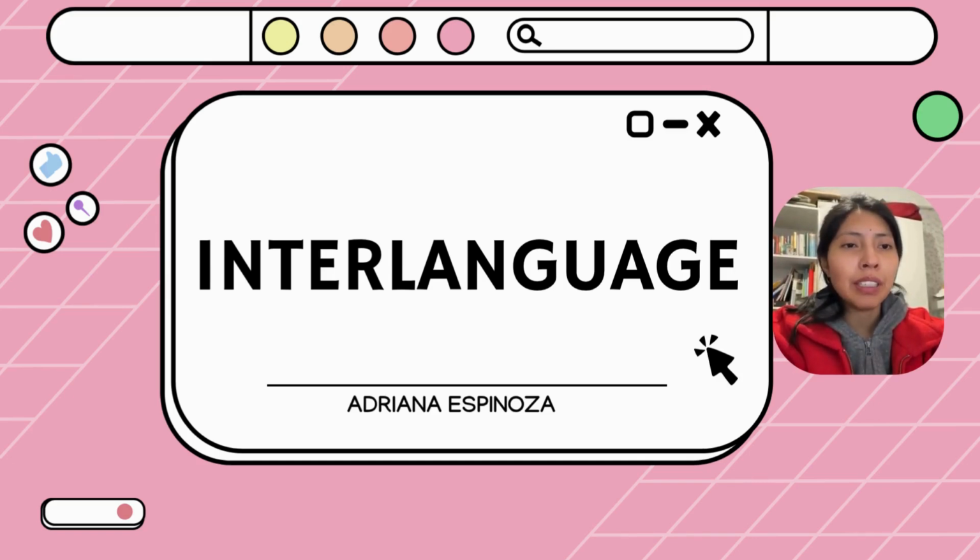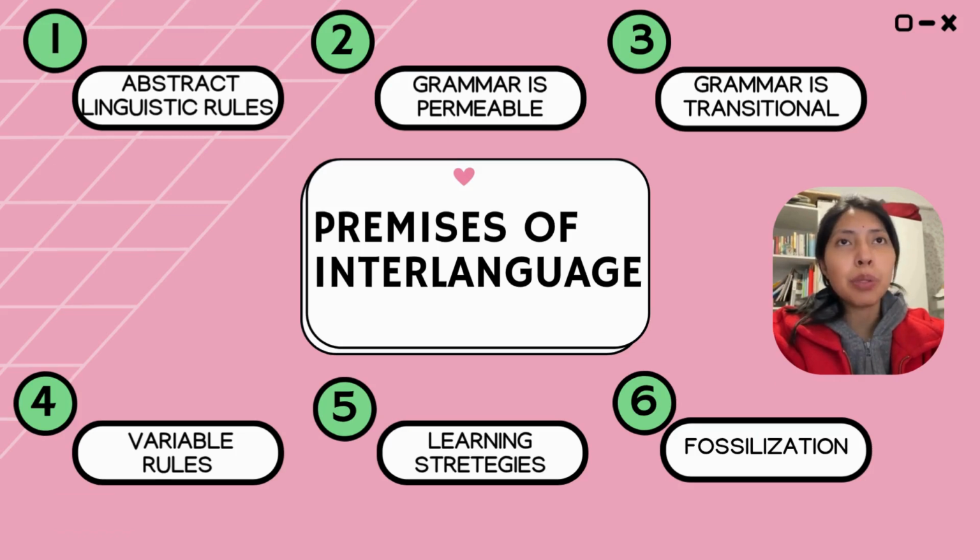The first one says that the learner constructs abstract linguistic rules that might not be understandable at the beginning. The learner's grammar is permeable and transitional. Permeable because it can be influenced by L1 or L2, and transitional because it can be improved or changed over time. For number 4, we have that this system has different variable rules, which means that in performance, it can vary their speaking and their writing.